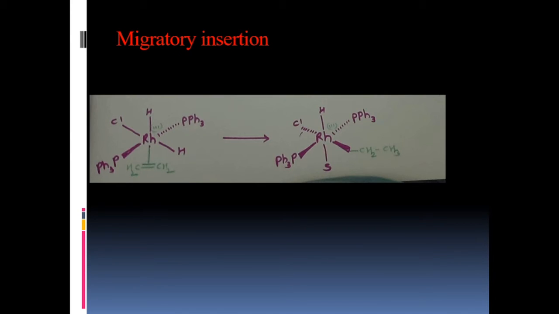Now the next step is 1,2 migratory insertion. This means one of the hydrogens is migrated into this alkene. See here, here is an ethene, and here an alkyl is formed by migratory insertion of hydrogen. Now it makes a sigma bond. Now it is a 5 coordinated species.